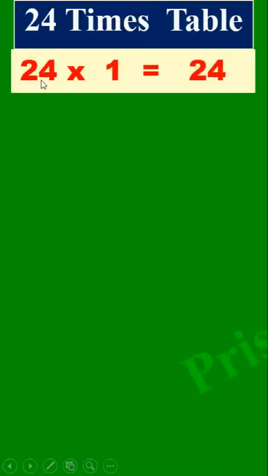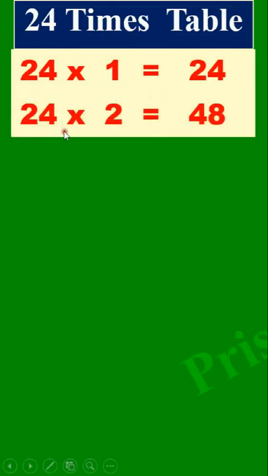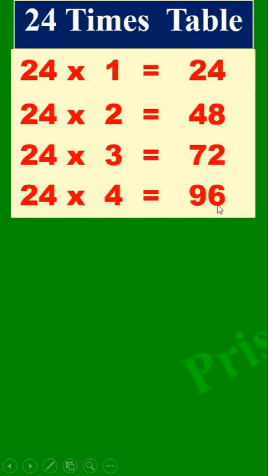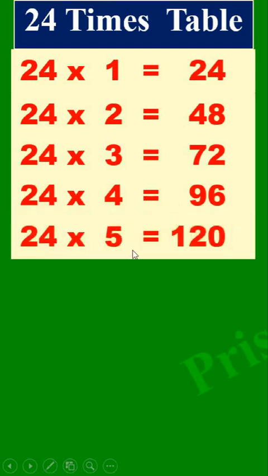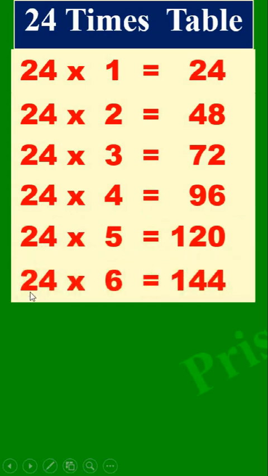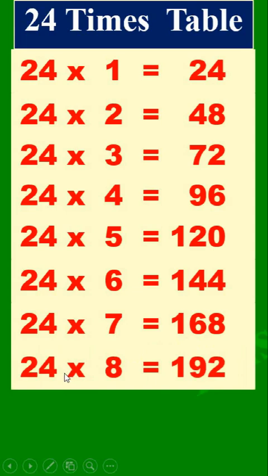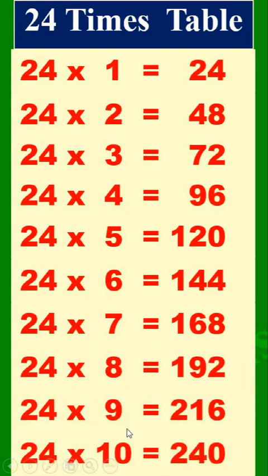24 times table. 24 times 1 is equal to 24. 24 times 2 is equal to 48. 24 times 3 is equal to 72. 24 times 4 is equal to 96. 24 times 5 is equal to 120. 24 times 6 is equal to 144. 24 times 7 is equal to 168. 24 times 8 is equal to 192. 24 times 9 is equal to 216. 24 times 10 is equal to 240.